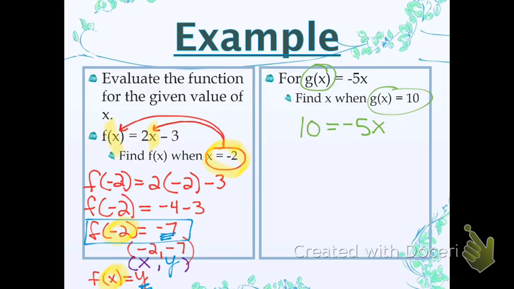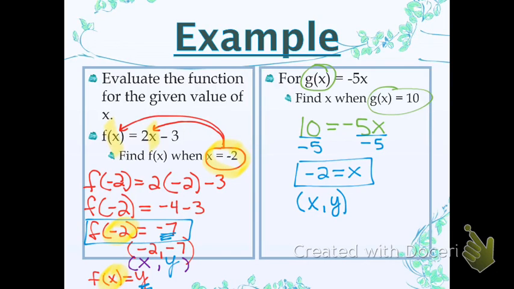And we're supposed to find x, which means solve for x. So we're going to use our inverse operations. The opposite of multiplying by negative 5 is dividing by negative 5, and we end up with x equals negative 2. If I asked you to write this as an ordered pair, remember your ordered pairs are x comma y, and now we've learned that another way to write y is f of x. So you could write your ordered pair as negative 2 comma 10, because the x was the negative 2, and the f of x, or in this case the g of x, is where the y would be, so that would be the 10.